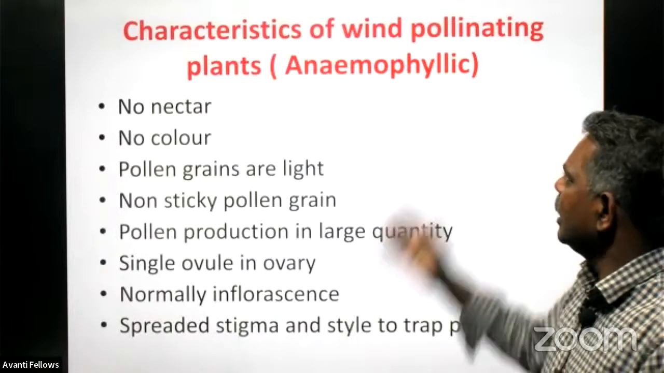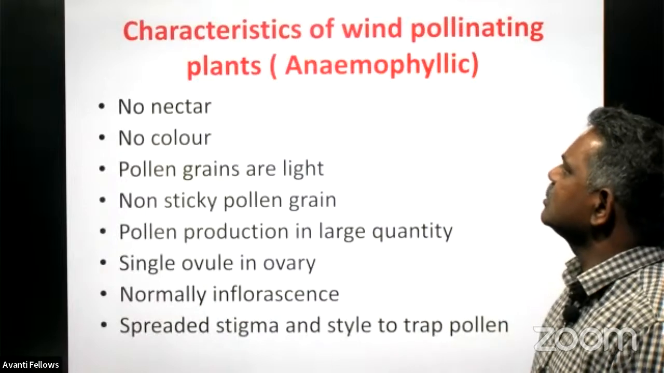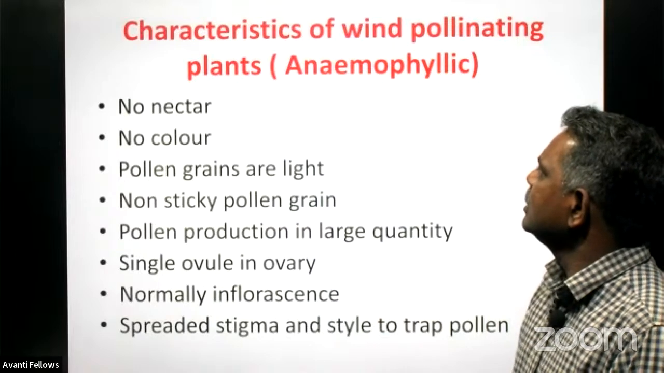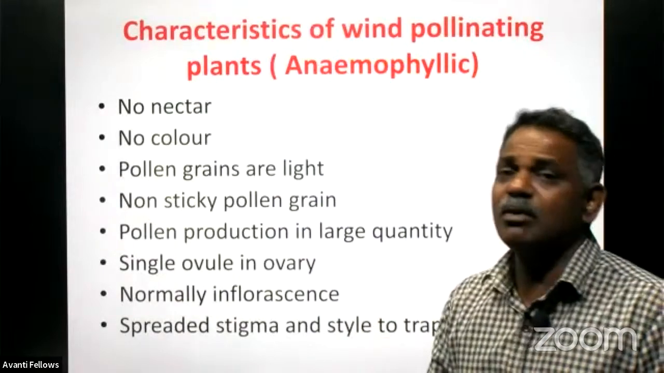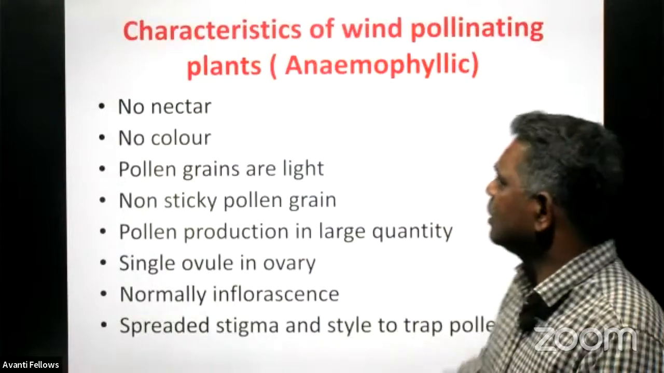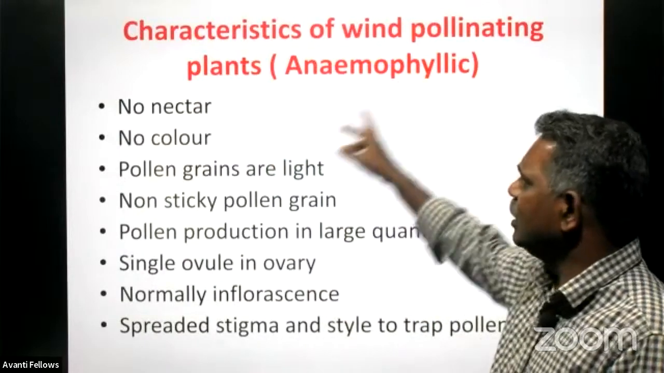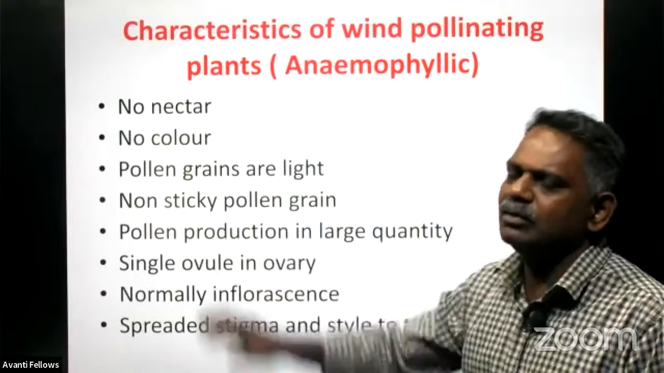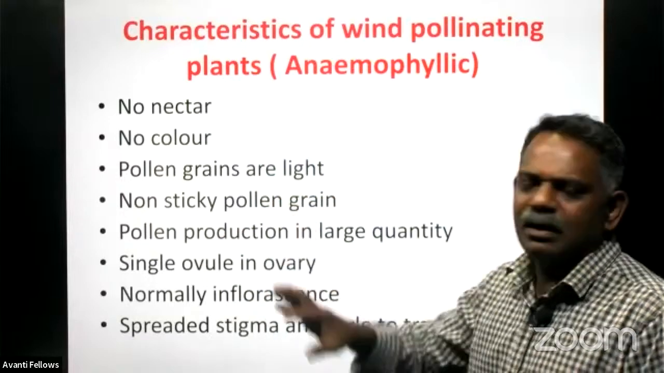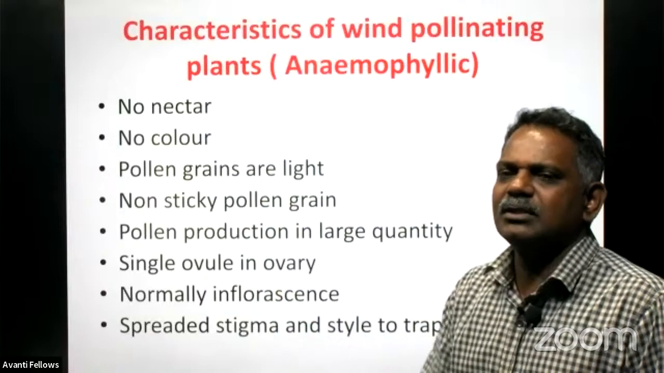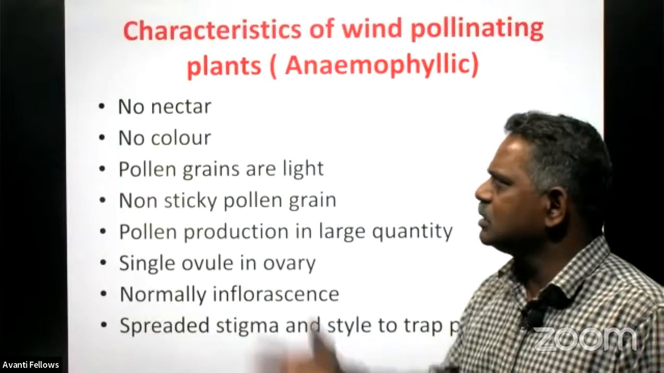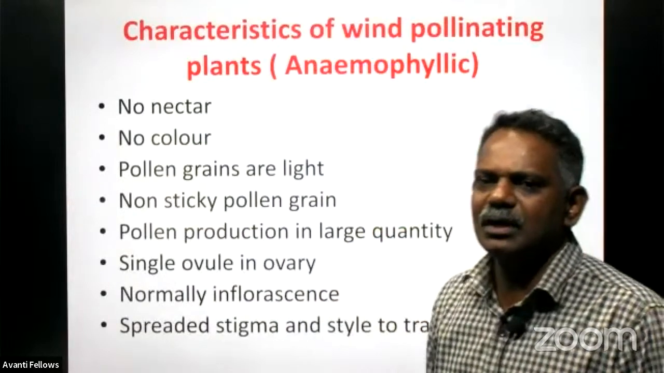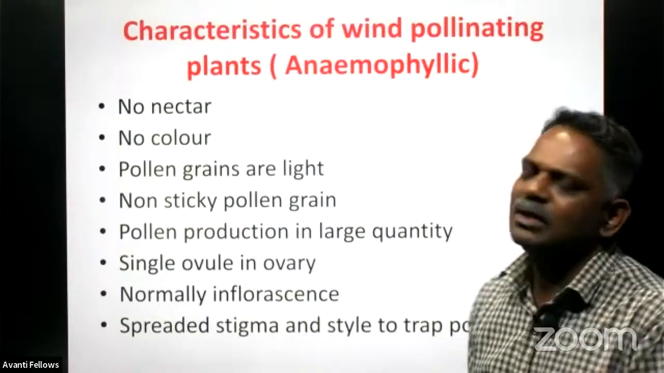Then come to another one, the characteristics of the plant. Those who are using wind as a pollinating agent are anemophilous plants only, right? And for wind, a reward is not at all required, so they never produce nectar. And color is also not there, because there is no need to attract pollinators for this pollination, because it is using only an abiotic factor as the pollinating agent, that is wind only.